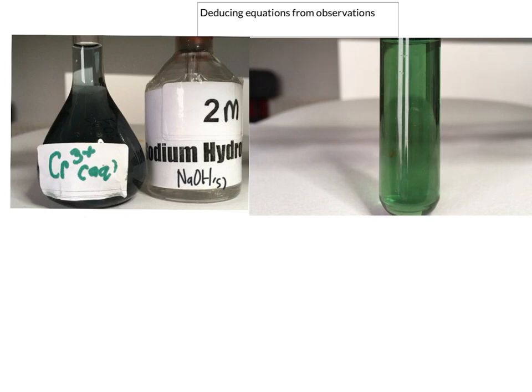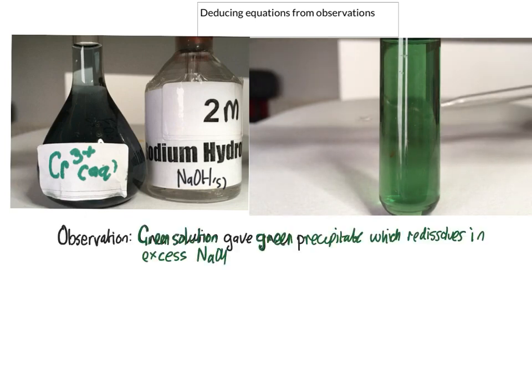Pause the video now. So your observation, a green solution gave a green precipitate, which then redissolves in excess sodium hydroxide to give a green solution. Let's write 2 equations for that. Pause the video if you think you can do it, and then check your answer.